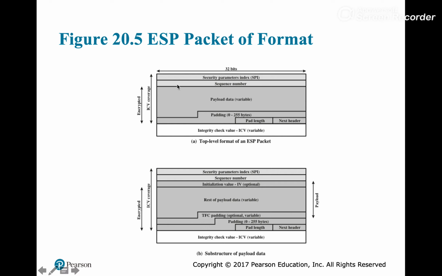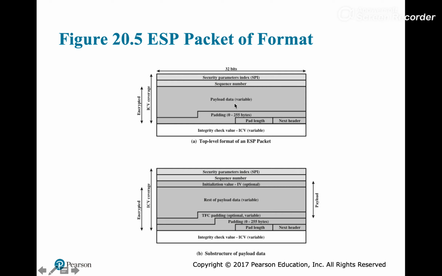Then we have the sequence number. The length of the sequence number is again 32 bits, and it is a monotonically increasing counter value. Every time a new packet is generated, a new sequence number is created for it. The purpose of this sequence number field is to prevent replay attacks. Then we have the payload data.